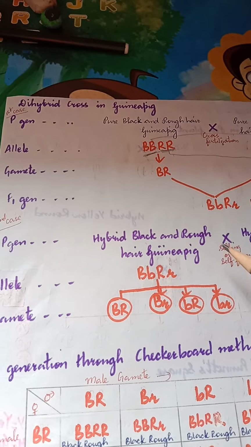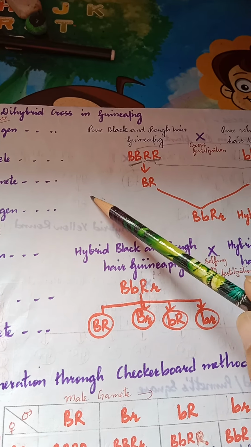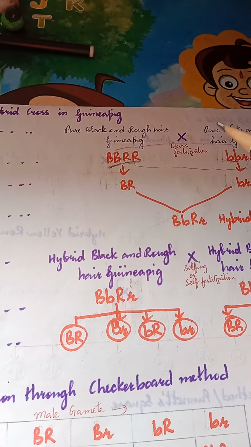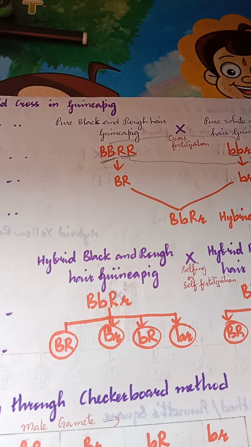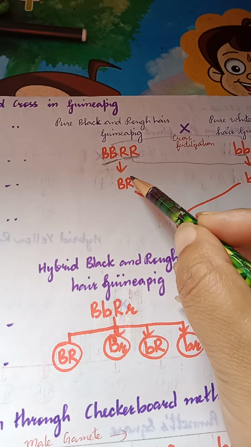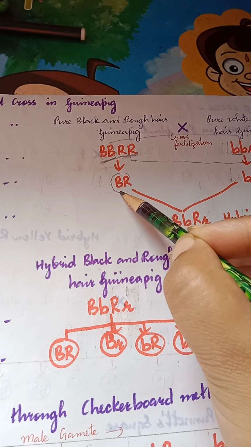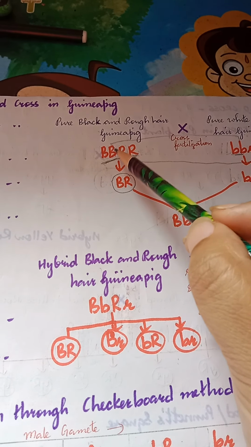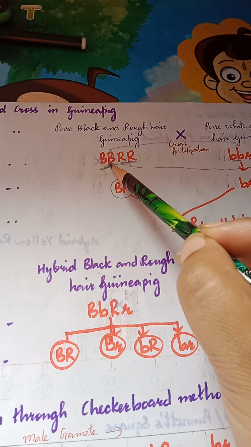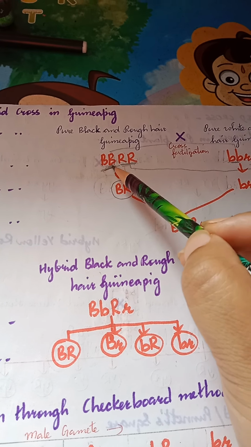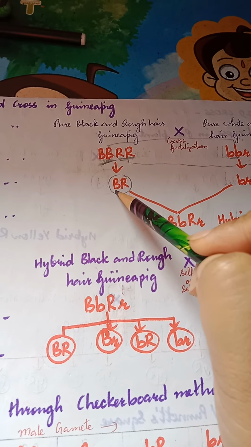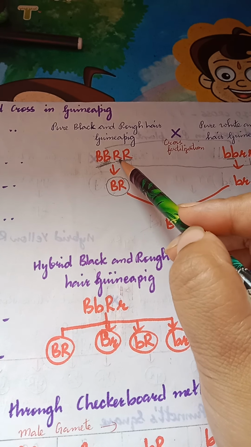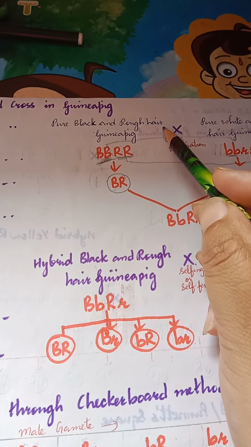The next step is gamete formation. In the gamete formation step, the gamete will carry two genes, because it is a dihybrid cross. Since the parent is pure black, it will always carry the capital B gene only. B represents black. And the next character is the hair texture.